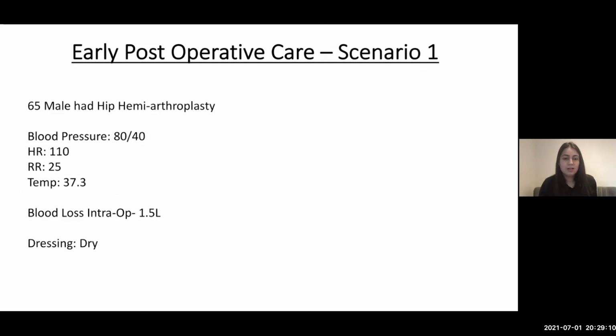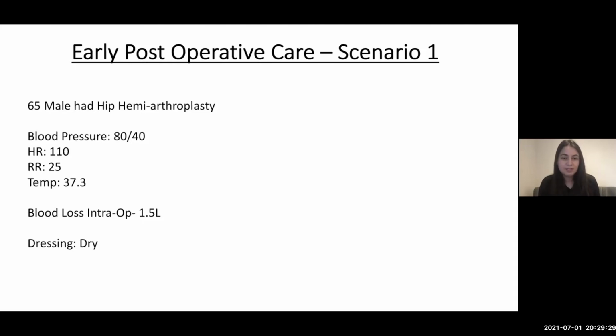So we've got some scenarios now for post-operative care. So this is scenario number 1. Some of the scenarios are a bit extreme, but it gets you thinking as to what complications could potentially happen post-operatively. So this is a 65-year-old man who had a hip hemiarthroplasty just now.